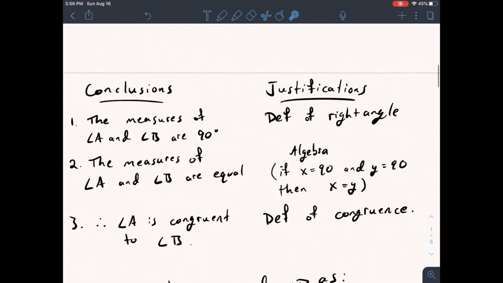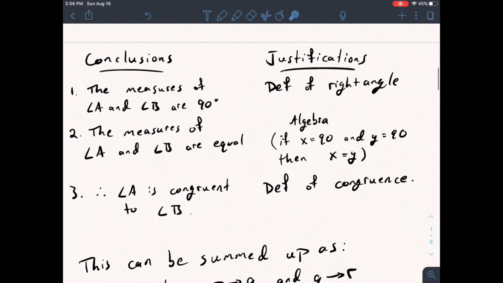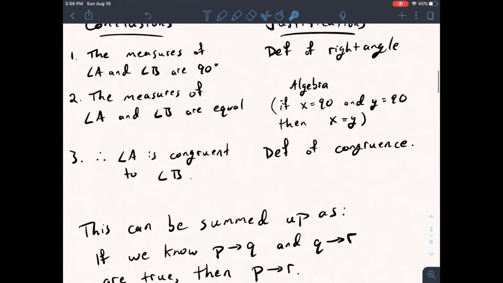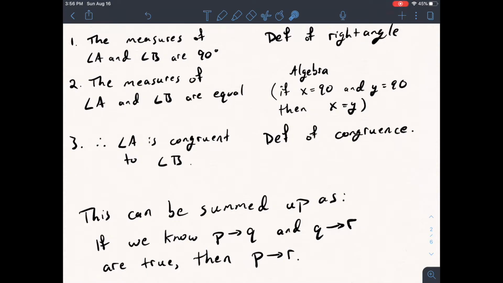Okay, so we could sum this two-column proof up. This might be an oversimplification, but we could still sum it up as follows. If we know the statements P implies Q and Q implies R are both true, then we can conclude that P implies R. So P implies Q implies R, right? P implies R.